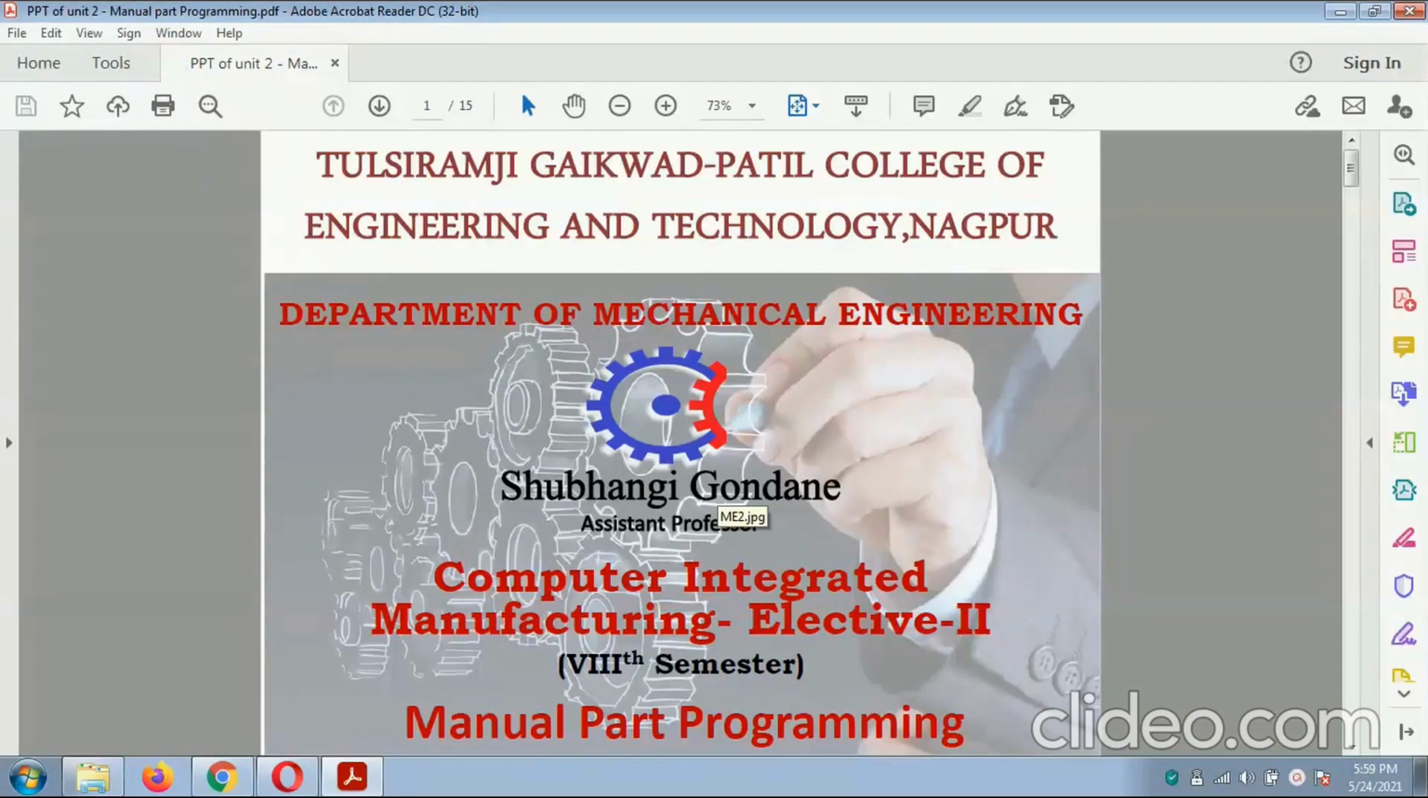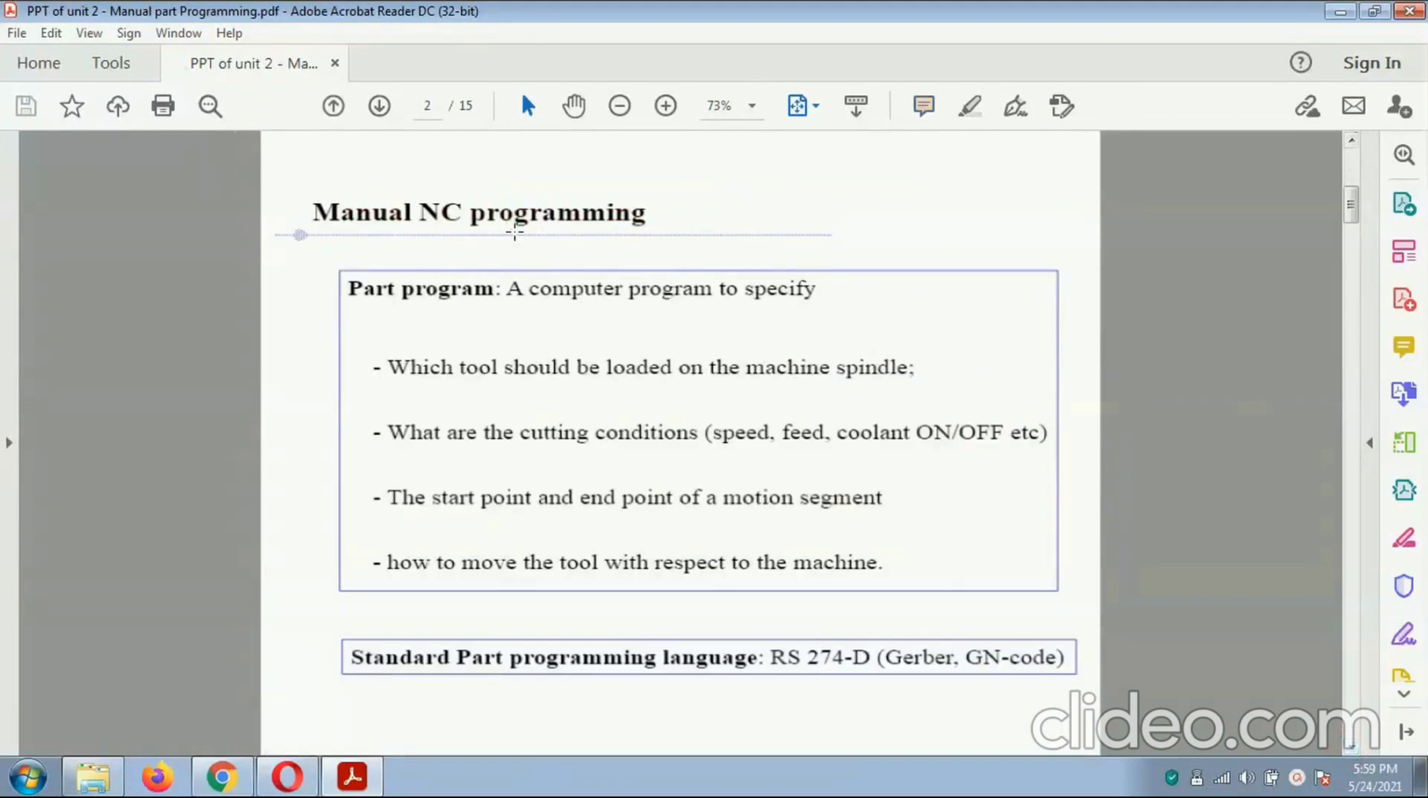I am Shubhangi Gondani from the Mechanical Engineering Department, and today we will see manual part programming, how a program is written with the help of a manual part program. An NC part program is a computer program that specifies which tool should be loaded on the machine spindle, what the cutting conditions are, that is the speed, feed, coolant on or off, etc., and the start point and end point of the motion segment, how to move the tool with respect to the machine.